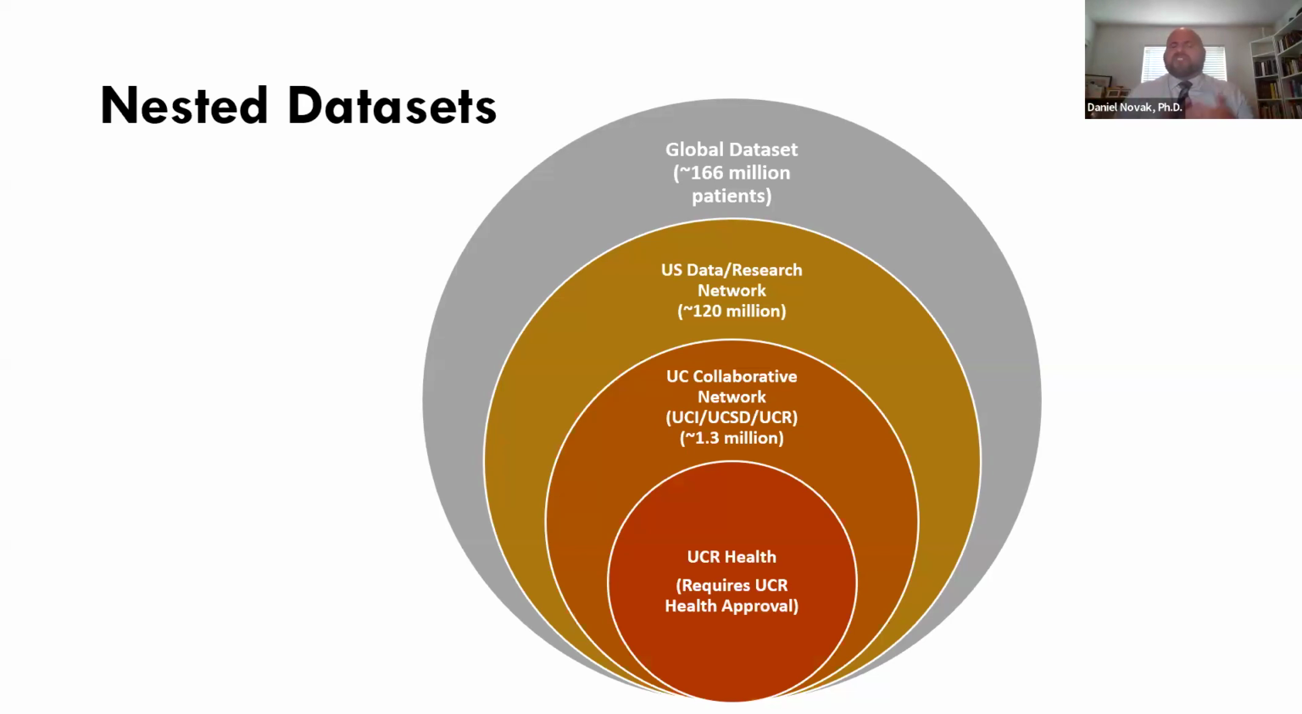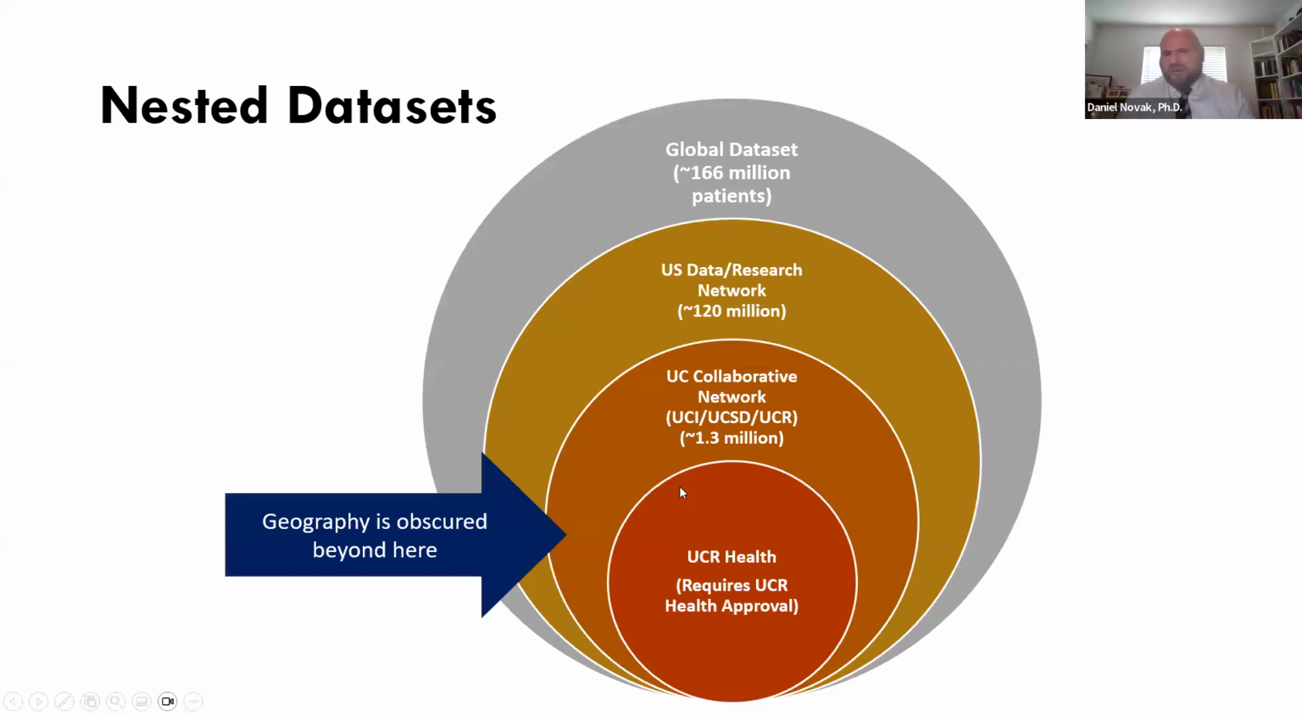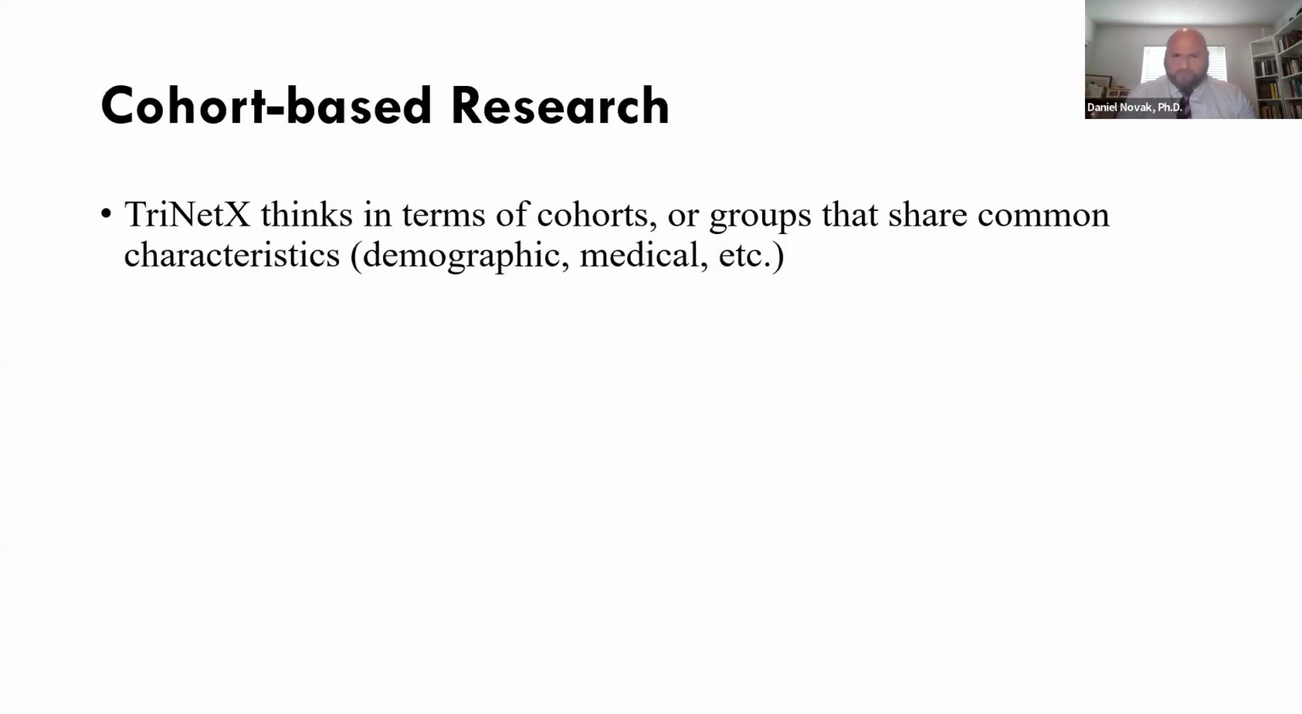We also have the UCR Health data included in here as well. This requires going to UCR Health to talk about why we're using their data and why we want to access it. By default, everybody here who gets a TriNetX account gets access to the global, the US, and the UC network, but you're going to have to ask for UCR help just because it is our health system and we want to keep those insights safe. Geography is obscured beyond the UCR Health group, so we don't know where people are geographically. We're going to talk about that as a limitation in just a minute.